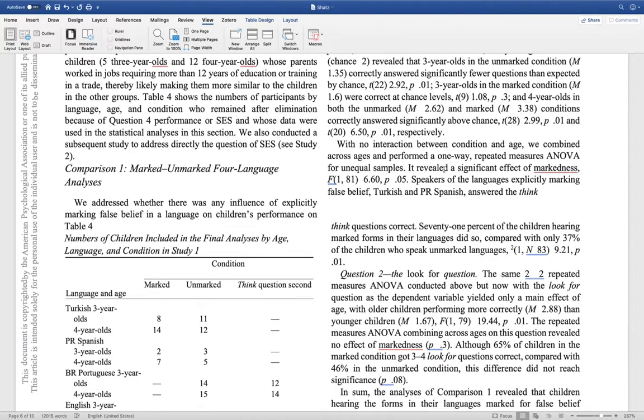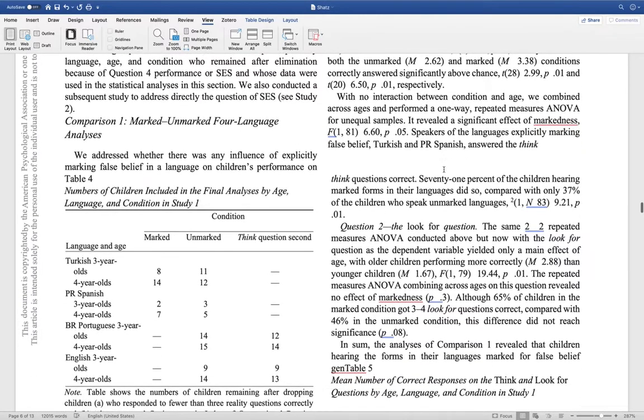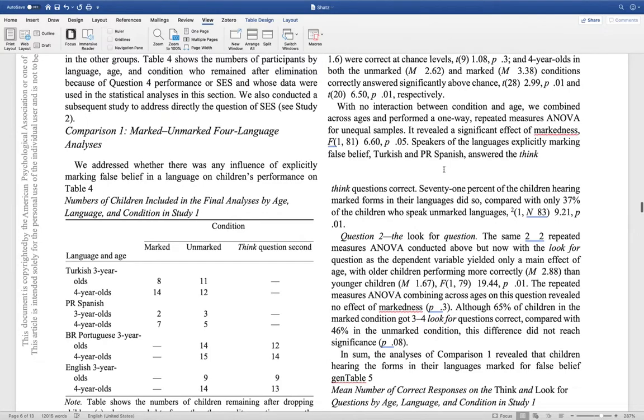So of course, whatever. I would run t-tests that compare the thing that I was talking about before, but don't worry about this. You don't need to understand stats. It revealed a significant effect of markedness. Speakers of the language explicitly marking false beliefs, Turkish and Puerto Rican Spanish, answered the think questions correctly.